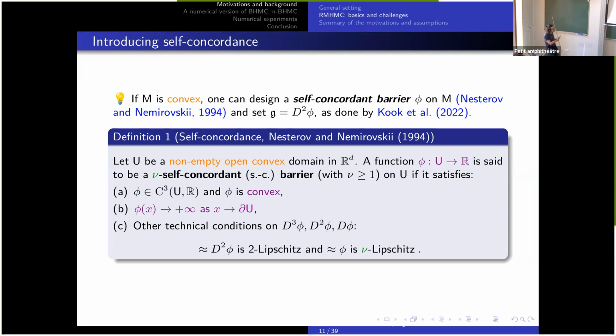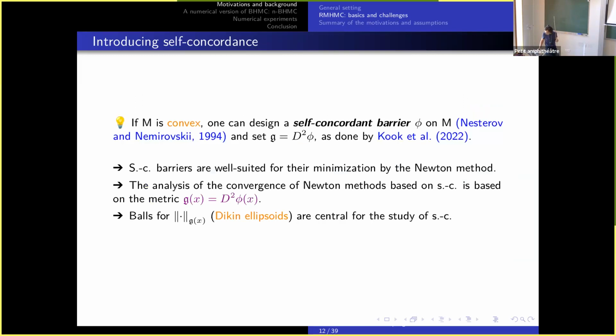So now this question is a converse. If you have a convex set, can you build such a self-concordant function? And it turns out yes, you can. In fact, for any convex set M, you can design a self-concordant barrier. You don't have an explicit expression for it, but nevertheless, you know that it exists.